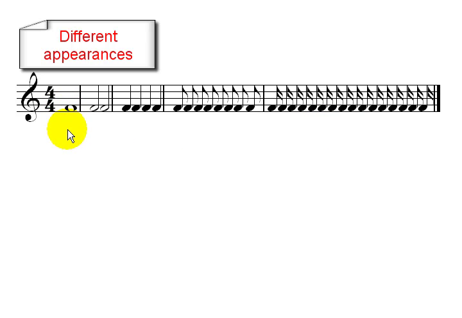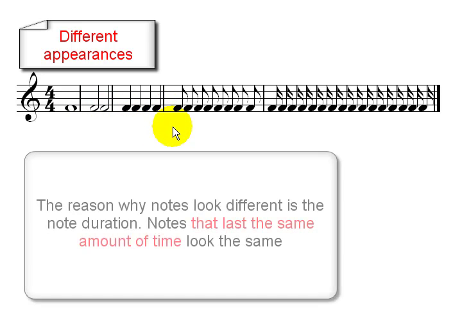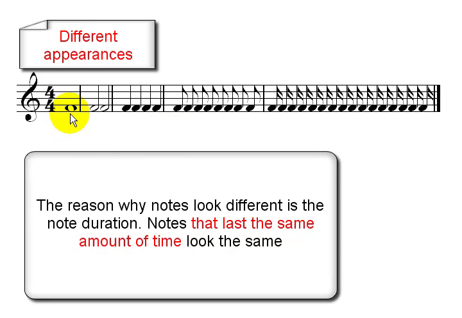The reason why the notes look different is their duration. This has the longest duration, and this is half the duration of this, and so on. This is half the duration of a half note, and the eighth note is half the duration of a quarter note. Let's take a listen and have our old friend the metronome clicking in the back.